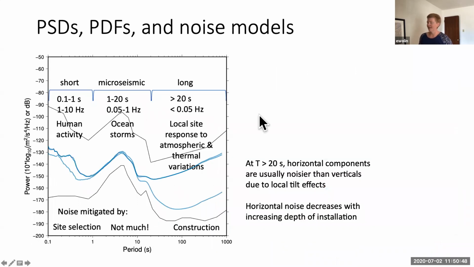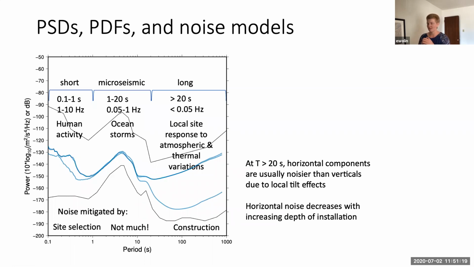Okay, all right, so to wrap up on this slide here, if you want to mitigate different sources of noise, your short period noise, you can usually minimize that by carefully selecting your site so that it's in a remote location, or to some degree, how deep you install your borehole or your post hole if you have a choice to do that. Long period noise, the best way to minimize that is careful construction.